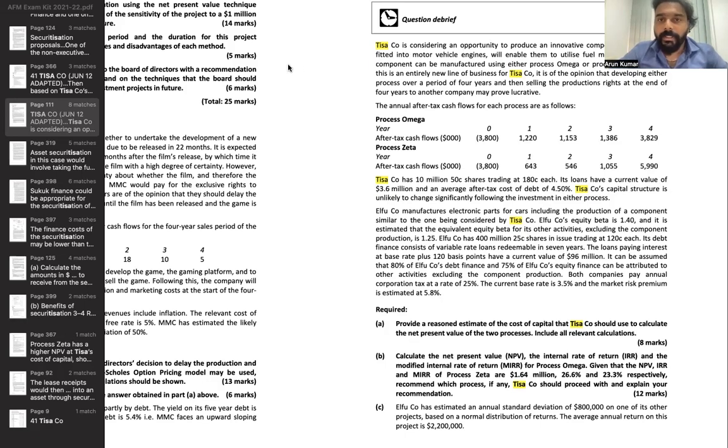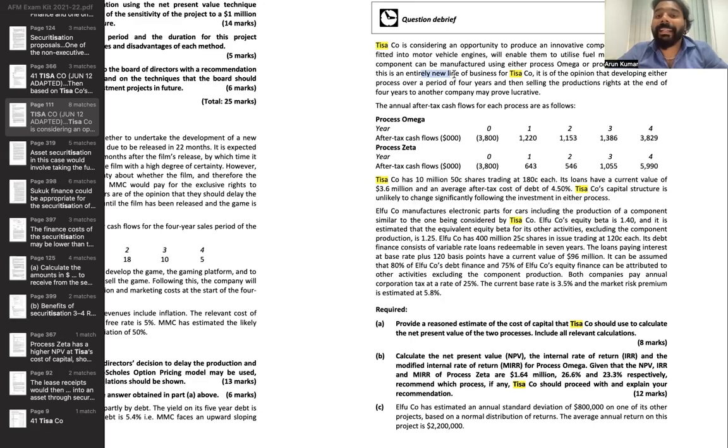So here, TISA company is considering an opportunity to produce an innovative component which is fitted into motor vehicle engines, and will enable it to utilize the fuel more efficiently. The component can be manufactured using either process omega or process zeta. So these are the two offers we have, and we are assessing the two projects, whether to use omega or zeta.